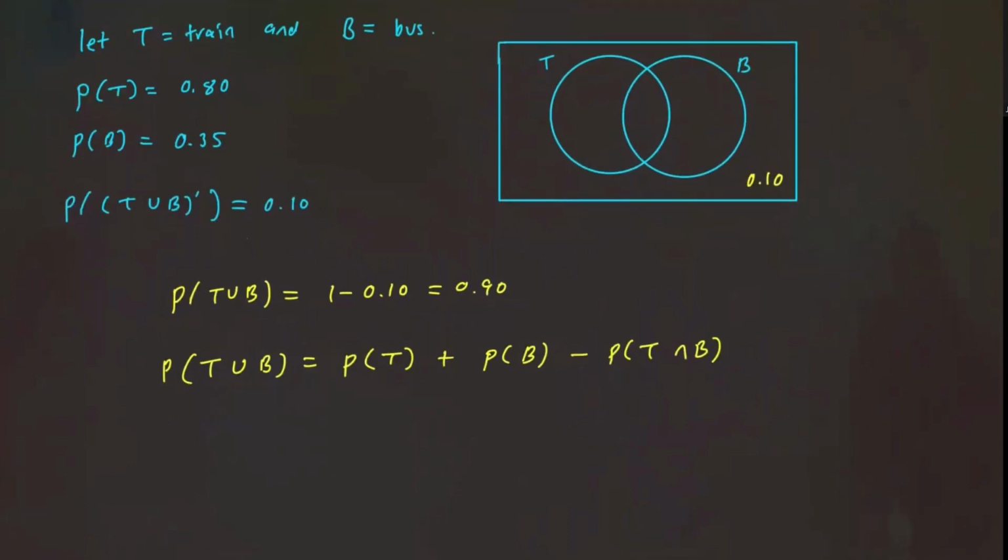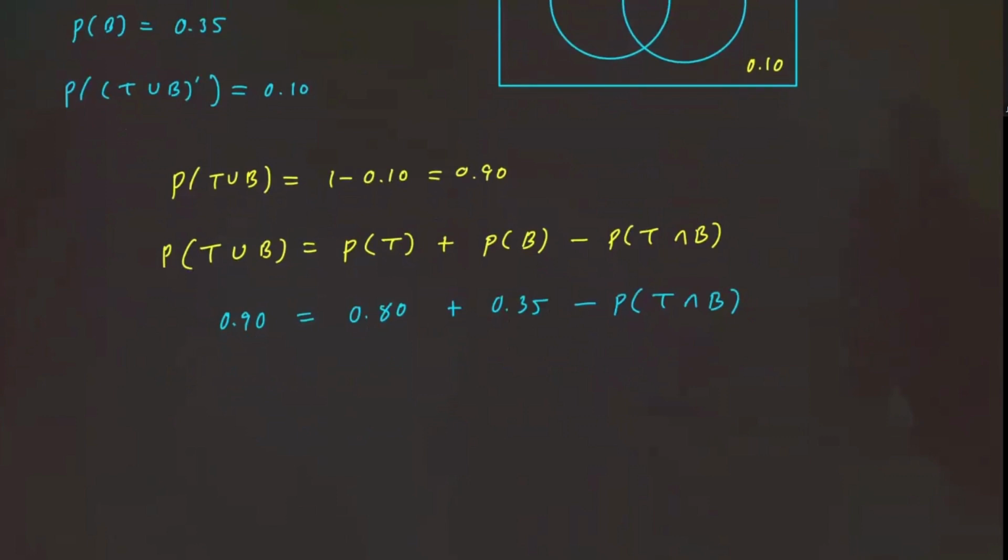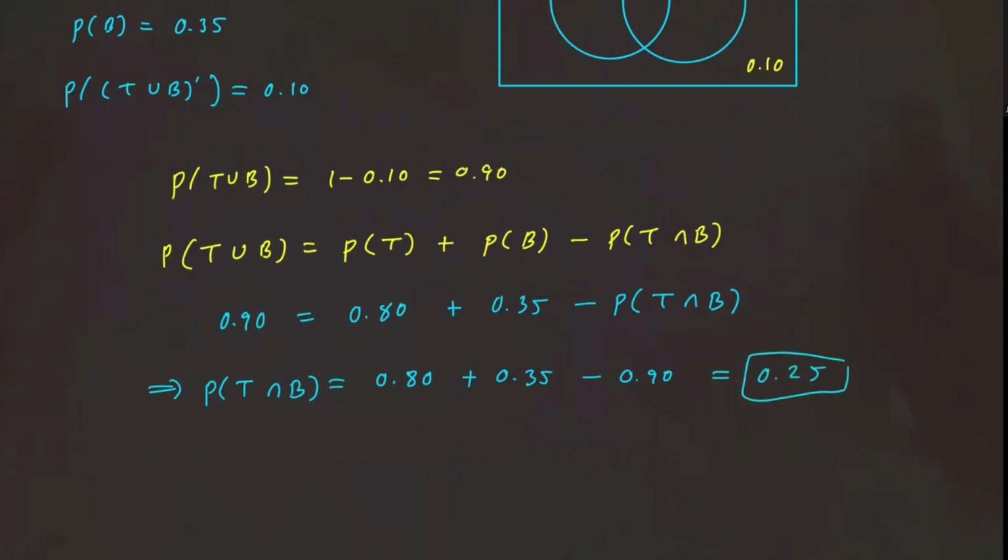Plug these in. For the probability of T union B, we just figured that's 0.90. The probability of T was given to us, that's 0.80. The probability of B is 0.35. And we're looking for the probability of T intersect B. Algebraically, we can solve for it. We can move this term to this side of the equation by adding, and then move 0.9 to the other side by subtracting. So the probability of T intersect B is 0.80 plus 0.35 minus 0.90, which gives us 0.25.